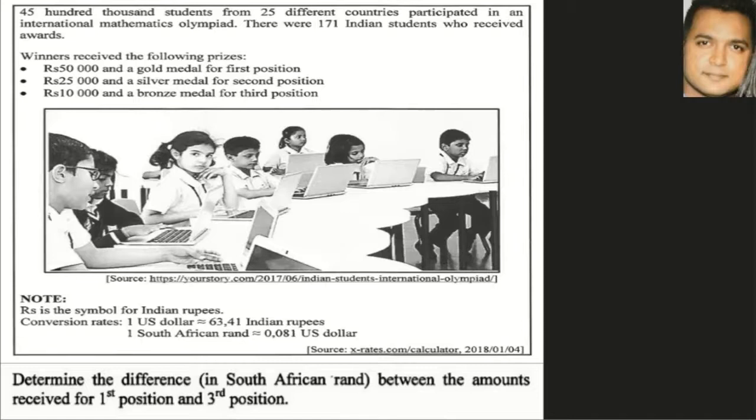And for me, the fastest and easiest method would be to take the 50,000 rupees and subtract it from the 10,000 rupees. So in doing this, you've already got your difference, and all you need to do now is take that difference and convert it into rands, and you fulfill the question as required.